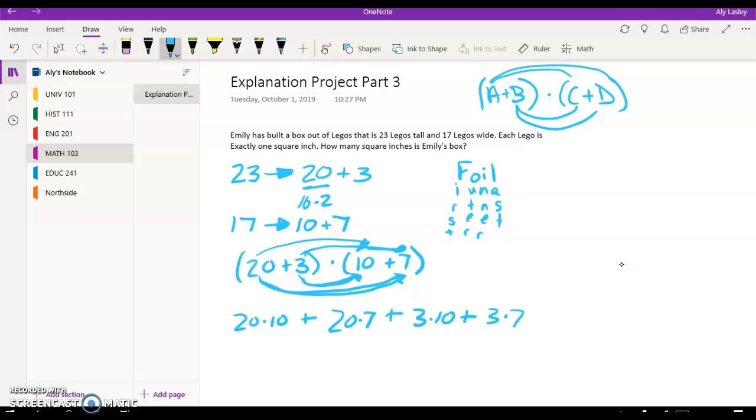So we know 20 times 10 is 200. And then we know 2 times 7 is going to be 14, so 20 times 7 is going to be 140. 3 times 10 we know is 30. And we know 3 times 7 is 21. So then we're just going to go through and add those together.